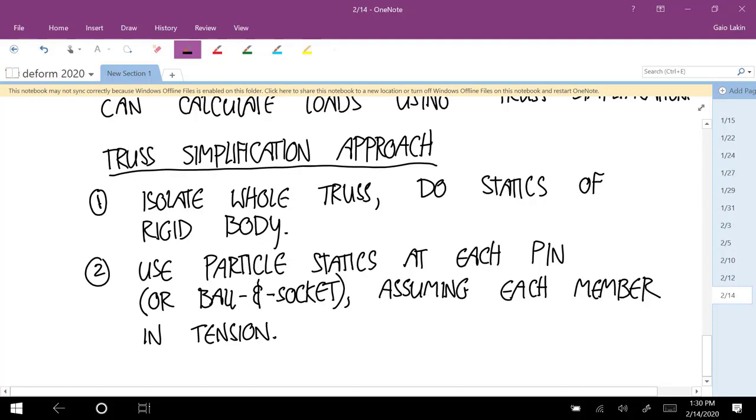So I'm going to do an example. Anybody have any questions before I start? Yep. Yes, the method of joints, yeah. That's what we're going to do.